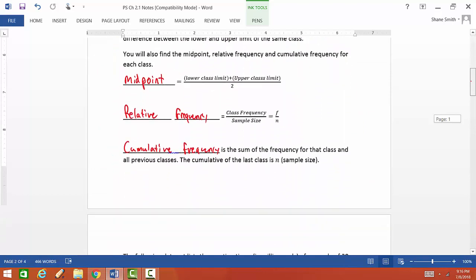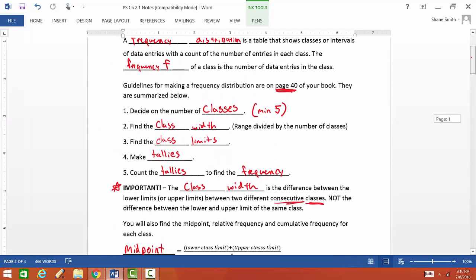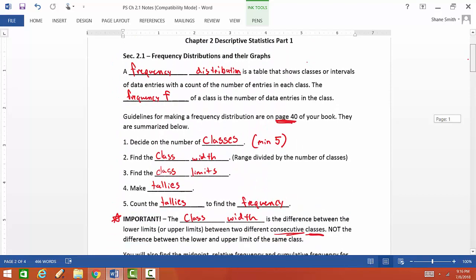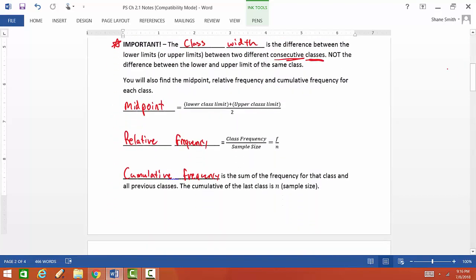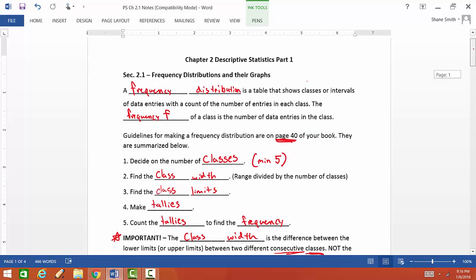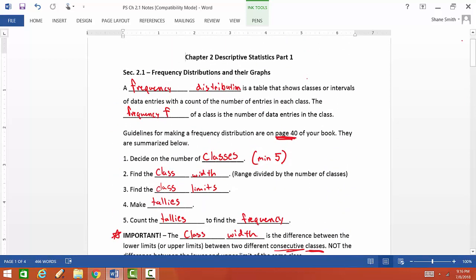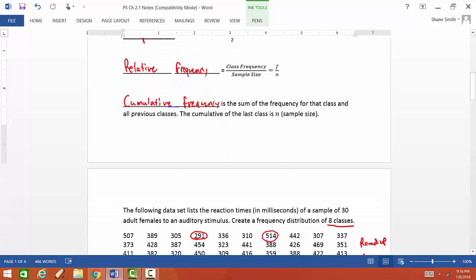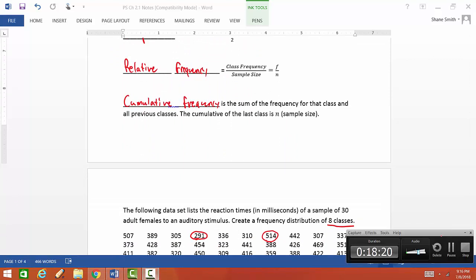So again, I would advise going through at least the other example in the book. I think that would be helpful, or as you're going through the MyMathLab problems, they go through the same process. Okay, so I'm going to stop the video here, and then I'm going to finish the notes to talk about the graphs that you make from a frequency distribution in the next video.